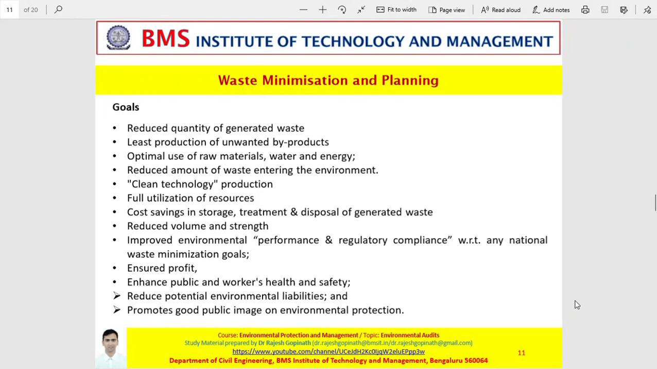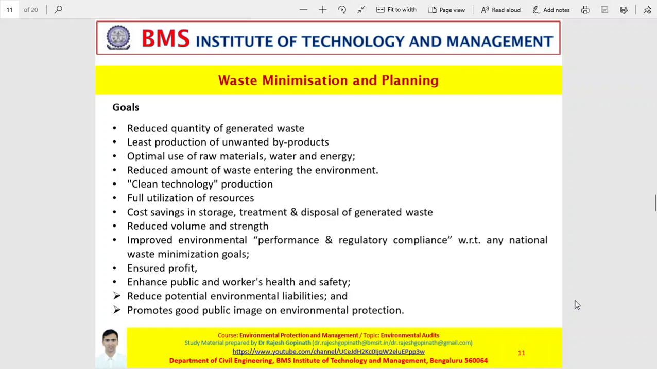So, what is the whole idea behind doing a waste audit? If you recollect the objectives, all those three objectives converge to one singular objective, which is waste minimization with planning. So what could be the goals of this? As simple as reducing the quantity of the waste you have generated, to ensure that the byproducts produced are as few as possible, and optimally using all the natural resources such as water, energy and raw materials.